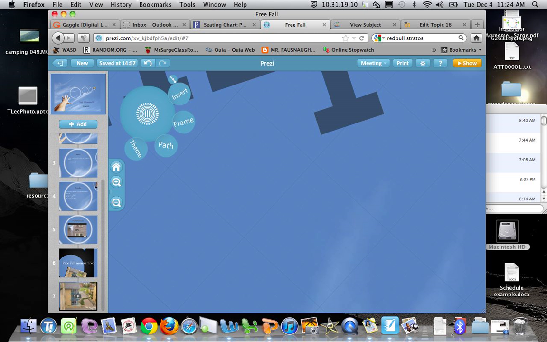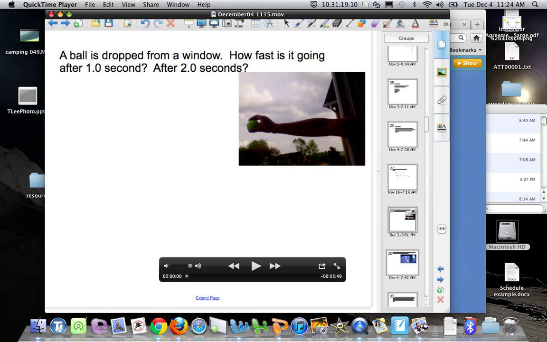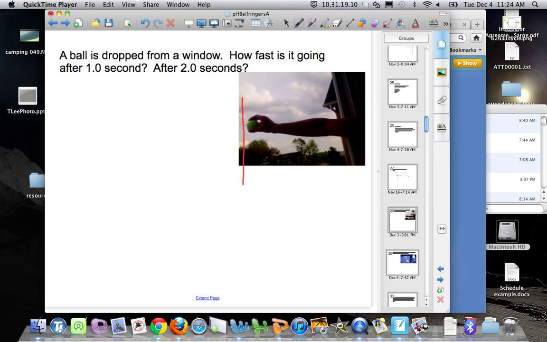So let's do some example problems now. These are in your notes. The first example problem says a ball is dropped from a window. How fast is it going after 1 second and after 2 seconds? So we're going to draw a coordinate system, and the ball will be dropped from a position of 0, and we're showing the coordinate system, the direction of motion will be downward. So this ball will accelerate downward, and it's a constant acceleration. We'll call it negative g, or negative 9.8 meters per second squared for the acceleration.